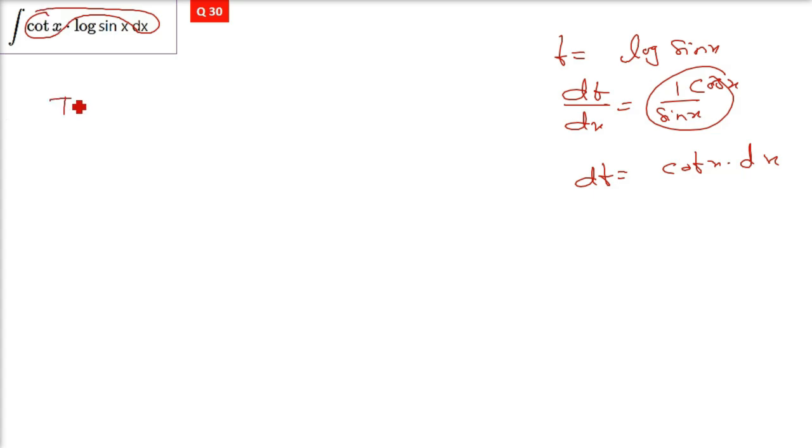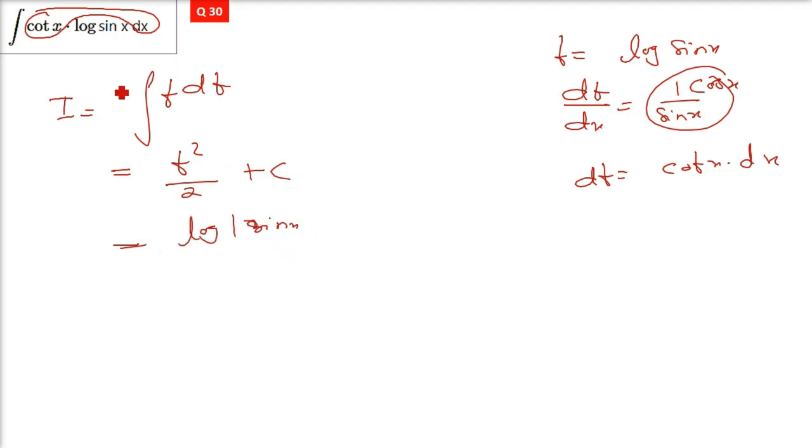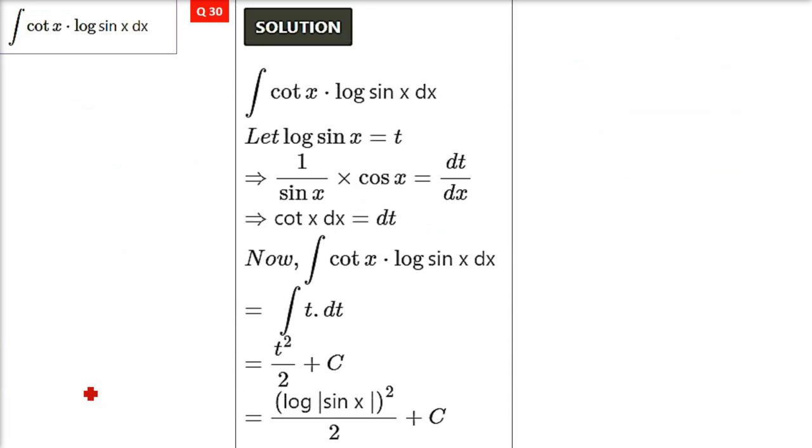In the numerator, if you see here, cot x and dx, this will be dt. So we have the integration like this: dt, log sin x will be simply t, so it will be t square by 2, simple integration, plus constant of integration. t was log sin x, so you can just write it inside the modulus, log modulus sin x, and this is whole squared, and of course with the 2 in the denominator, this half also you can place. So this is the way, just a two-step answer.